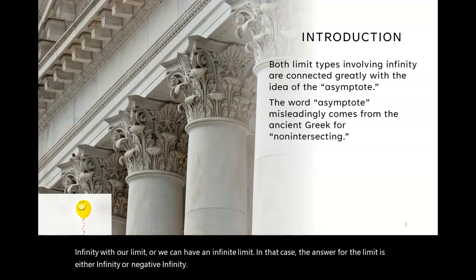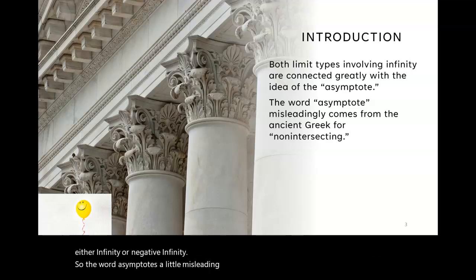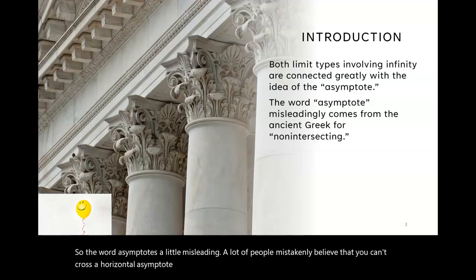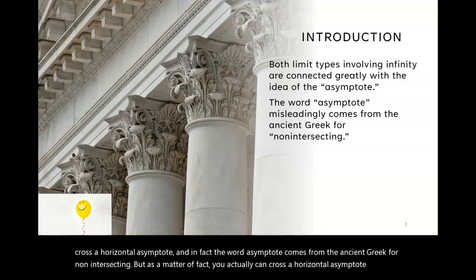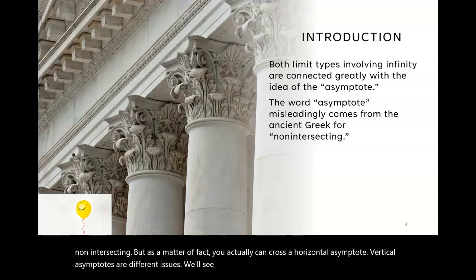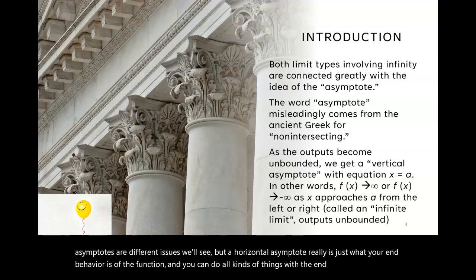So the word asymptote is a little misleading. A lot of people mistakenly believe that you can't cross a horizontal asymptote. And in fact, the word asymptote comes from the ancient Greek for non-intersecting. But as a matter of fact, you actually can cross a horizontal asymptote. Vertical asymptotes are a different issue, as we'll see. But a horizontal asymptote really is just what your end behavior is of the function. And you can do all kinds of things with the end behavior of a function.